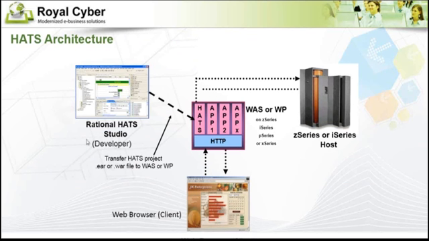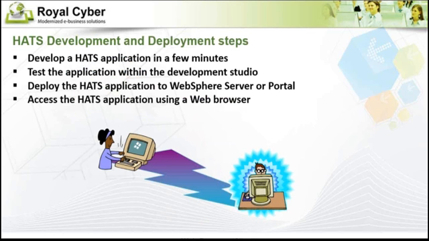The developer uses the HATS toolkit to develop and test a HATS web application. When ready, the developer deploys the HATS application by exporting it as a J2EE application and installing and running it on a WebSphere application server or portal server. Using a web browser, the user accesses the HATS application. The HATS runtime connects to the target host system through telnet. As the user interacts with the host through the HATS application, the HATS runtime transforms host screens to a GUI.